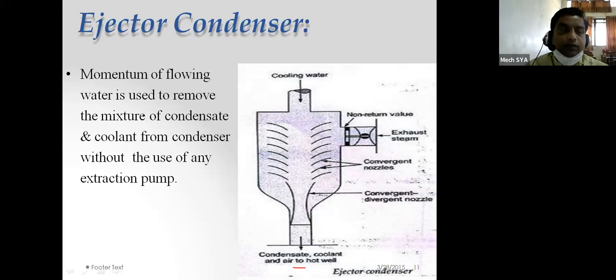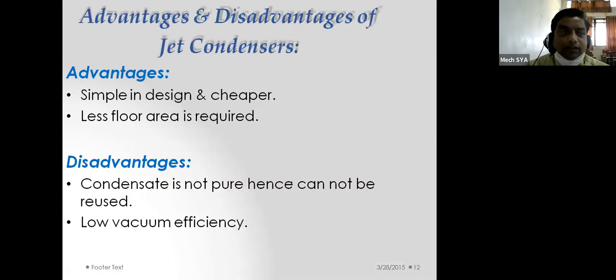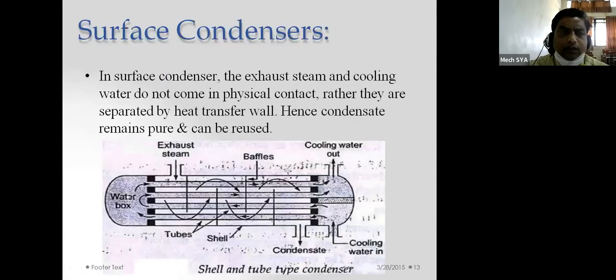The momentum of flowing water is used to remove the mixture of condensate and cooling water from the condenser without the use of any extraction pump. So momentum in the divergent section, pressure is increased. Then advantages: simple, less floor area. Disadvantages: condensate is not pure and cannot be used, low vacuum efficiency.